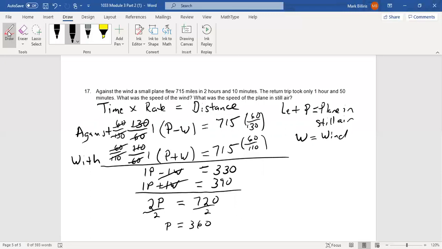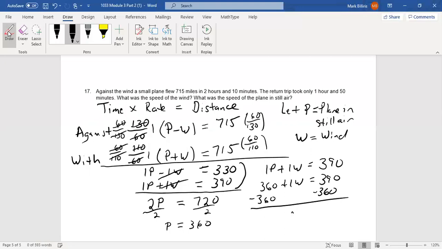So now I still have to find w, so I go to either one of the two equations here. So I'll take the second one, the 1p plus 1w equals 390, and I substitute 360 in for p. So I have 360 plus 1w equals 390. I'm going to subtract 360 from both sides, and this leaves me with w equals 30. And what does w represent? The speed of the wind. So the speed of the plane in still air is 360, and the speed of the wind is 30.